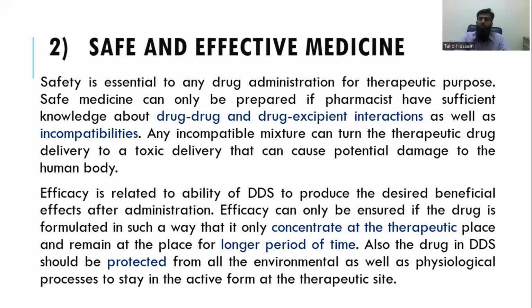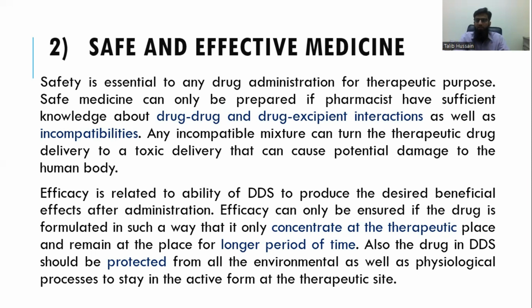So safety means a drug should be administered at a dose at which it is not toxic. And number two, in a delivery system, we should prevent drug to drug interaction and drug to polymer interaction. Its chemistry should be known, as polymeric chemistry is known. So we should choose only those polymeric substances for the delivery devices in which the drug and polymer are compatible with each other. With that compatibility, it will be called a safe medicine.